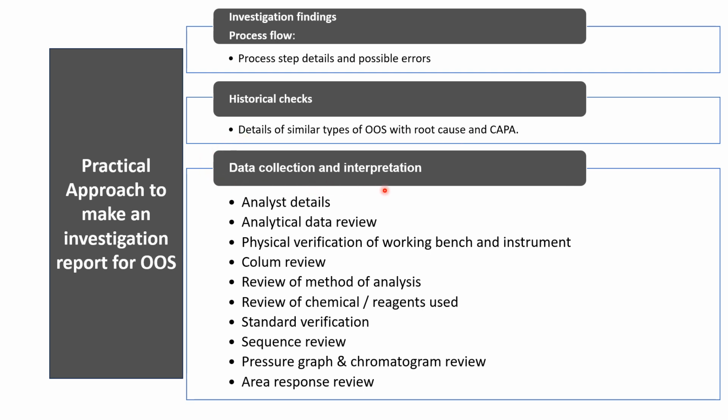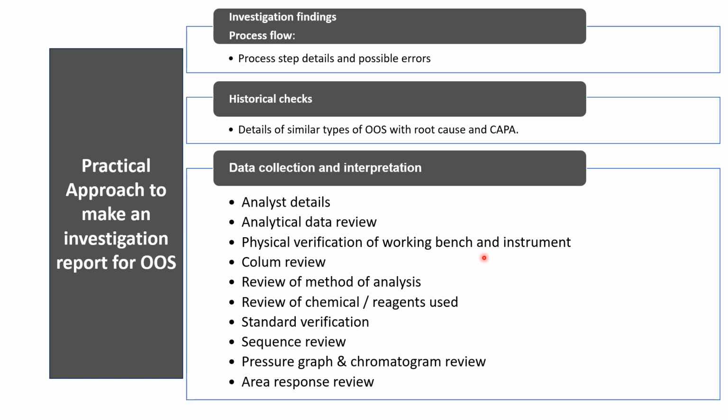Next is data collection and interpretation. Here the data can be collected and interpreted based on the OOS result observed. Here are a few examples. First is analyst details. Analyst training and qualification status can be checked to evaluate whether the analyst is competent in performing the respective test or not. Next is analytical data review. Here the test data sheet can be checked to verify that the analyst prepared and performed the analysis as per the testing procedure.